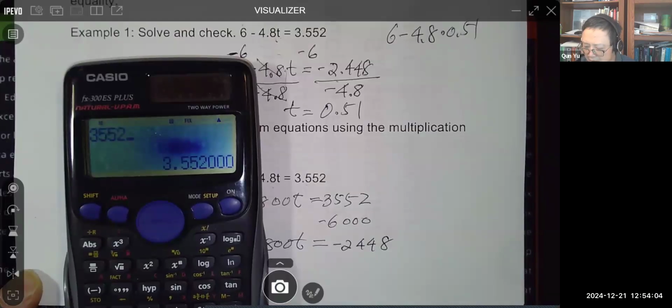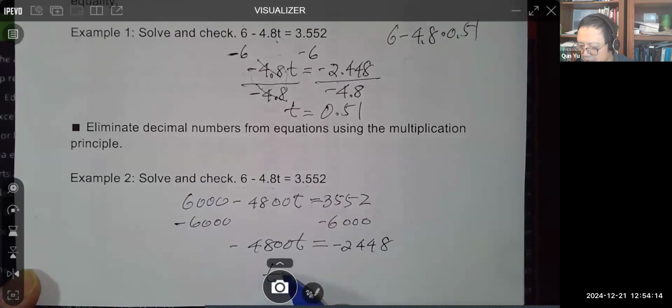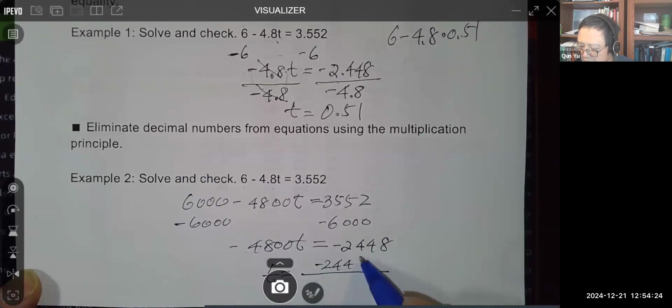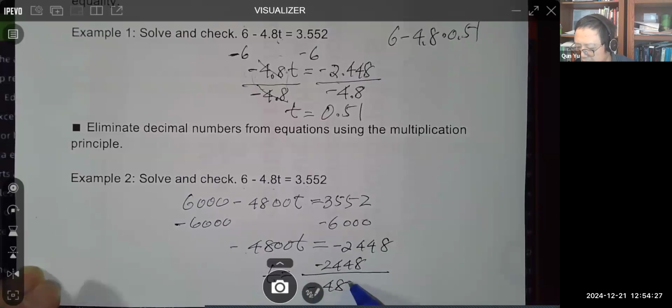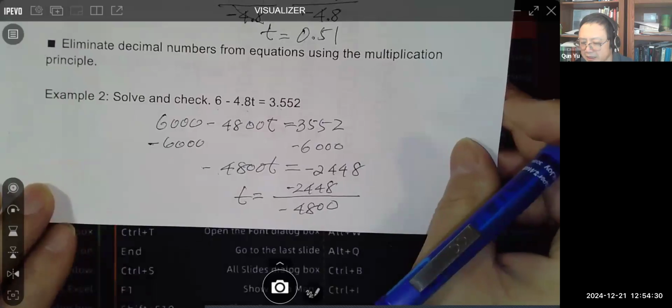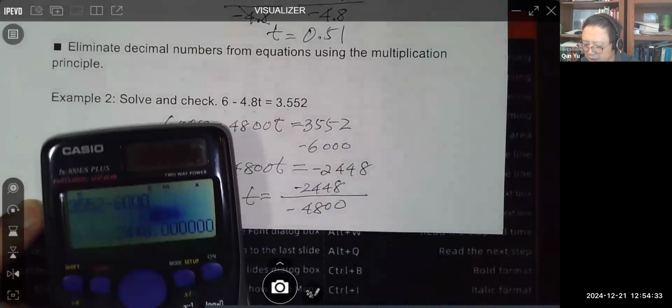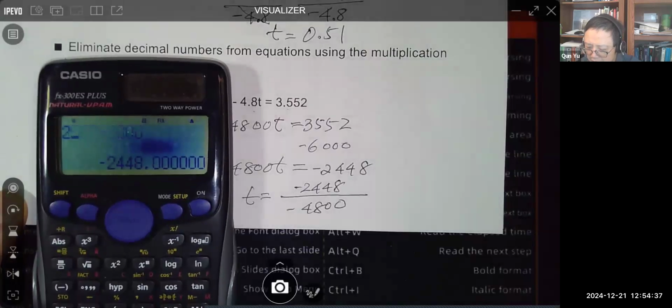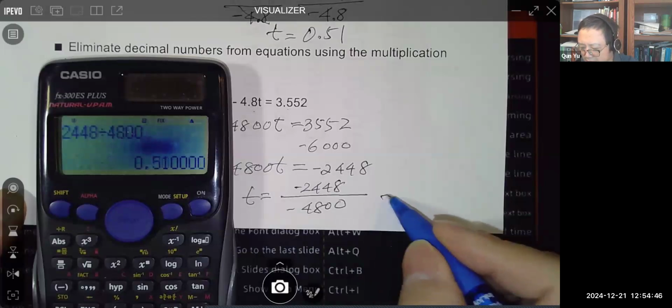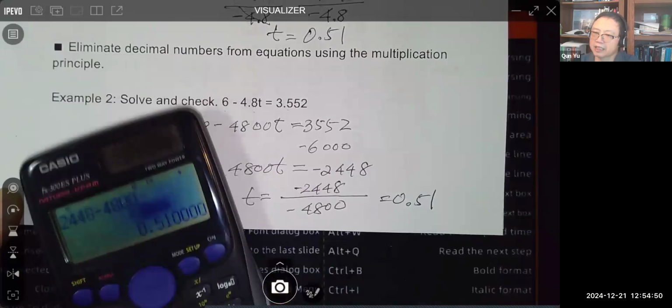3,552 subtract 6,000 equals negative 2,448. Now, one last step, we're going to use this number divided by this. Remember in the last example, we divided by this number on both sides. So negative 2,448 divided by negative 4,800. And I'm sure we're going to get the exact same answer. It's just a different way to do it. It's not a different equation. So 2,448 divided by 4,800 equals 0.51, as expected, right? So we got the exact same answer.